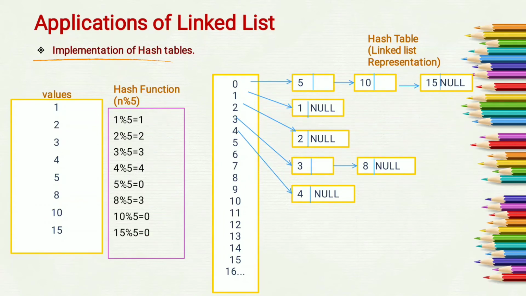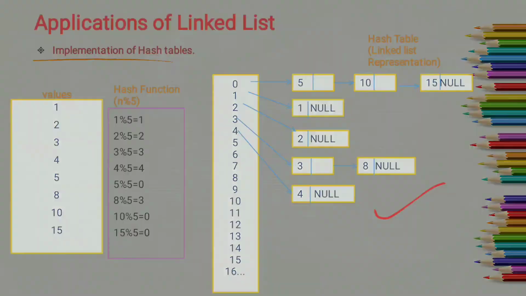As you can see, 5, 10 and 50 all have result 0. So you will get these values from the 0 header node, because 0 points to the nodes whose result is 0 after applying the hash function. So in this way a hash table is represented using linked list.